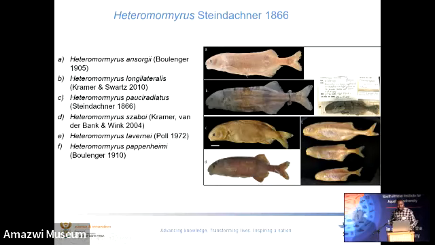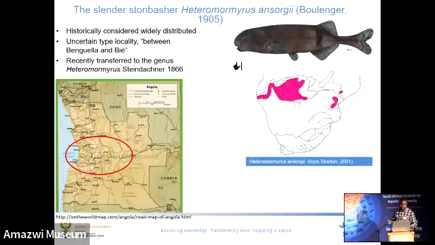Within Southern Africa, there are three valid species, namely Longilateralis, Zaboi, as well as Posiridatus. Then there are an additional three that are found within the Congo, one also Pappenheimi, as well as Taveni. When I started working on this group, I looked at Hippopotamus, it was Hippopotamus ansoji at the time, which has this peculiar distribution. In addition, we didn't know the type locality of this species.